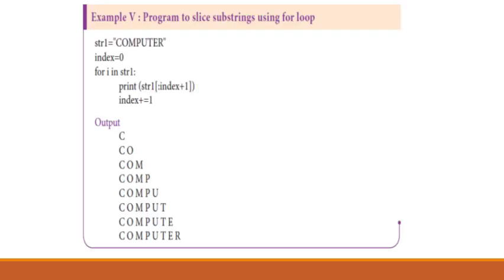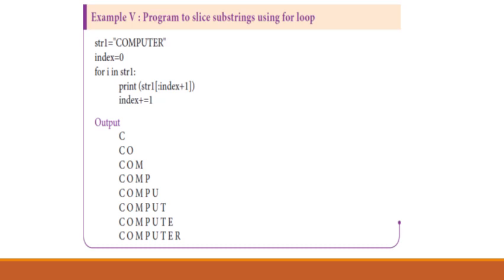Next, this is an example program to slice substrings using a for loop. Here we assigned the string computer to the variable str1. Next, we are assigning the index value as 0. Next, for i in str1. How many times will this loop be executed? Till the end of the characters in str1. So the number of characters in computer is what? 8. So 8 times this for loop will be executed.